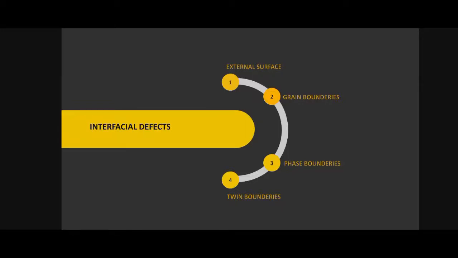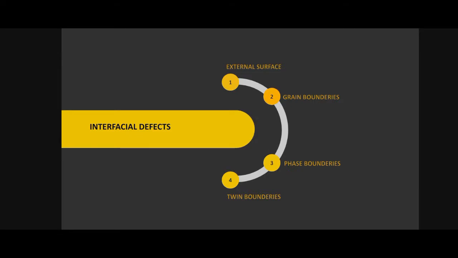Interfacial defects are boundaries that have two dimensions and normally separate regions of the material that have different crystal structures or crystallographic orientations. These imperfections include external surfaces, grain boundaries, phase boundaries, and twin boundaries. So let us define what is external surface.